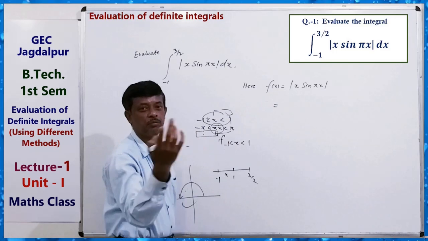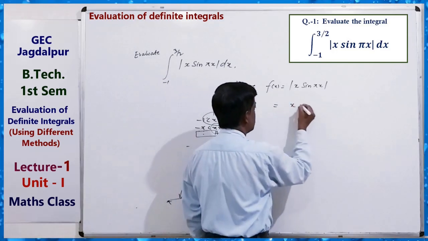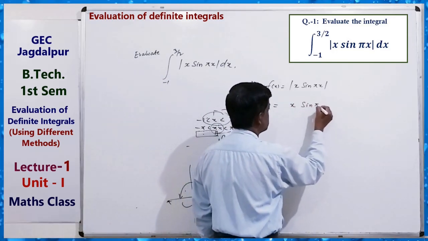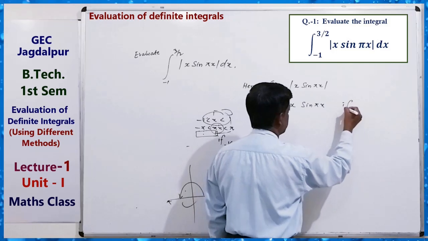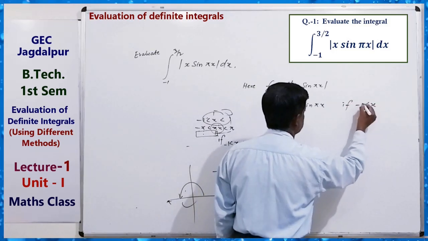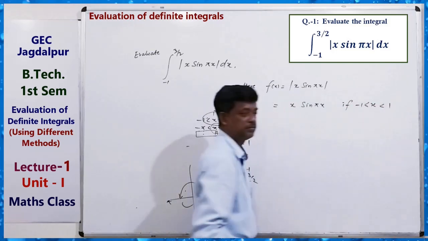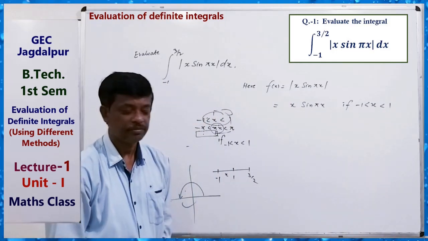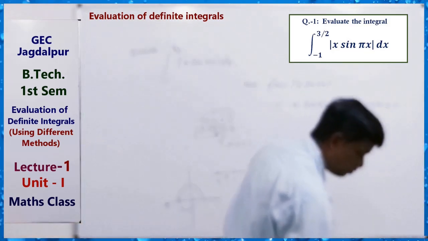So in this total interval, its value is positive. So we can write x sin pi x as positive if x lies between -1 to +1. Clear? -1 to +1.